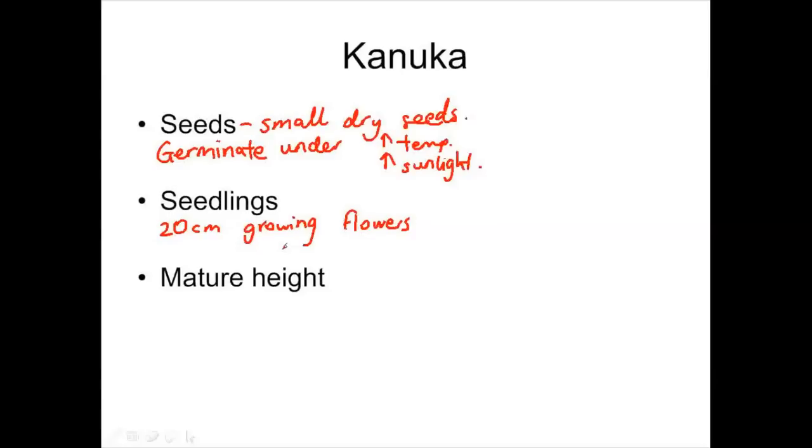After these Kanuka seedlings grow, they grow tall and they create a canopy. Once they achieve a mature height of around 20 meters, they form our canopy. And because of this canopy, they create shade. Shade increases the amount of humidity, decreases the temperature, and decreases the amount of sunlight on the forest floor.